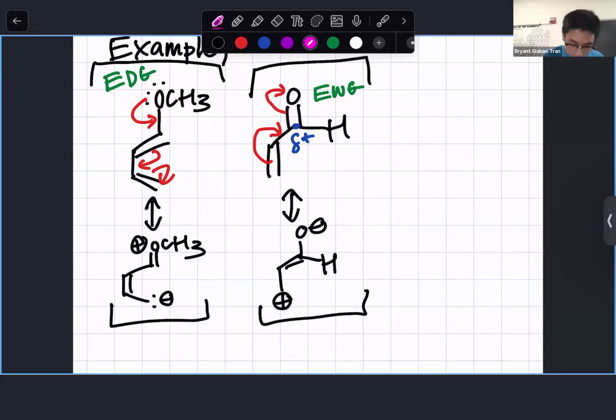In Diels Alder, we always have this pocket that forms between the diene and dienophile, where in that pocket, we want the charges to be opposite to each other for it to react. So these do align, so the reaction can go through as it is.